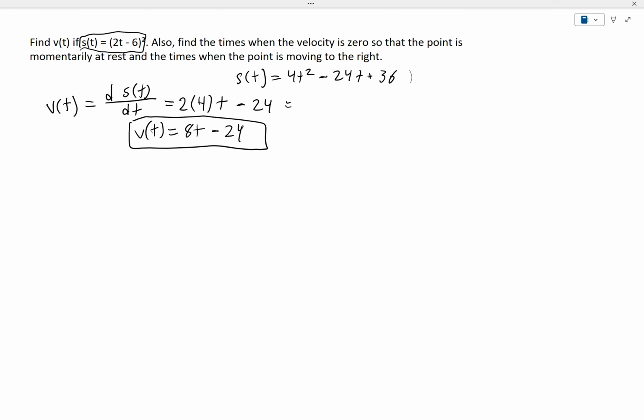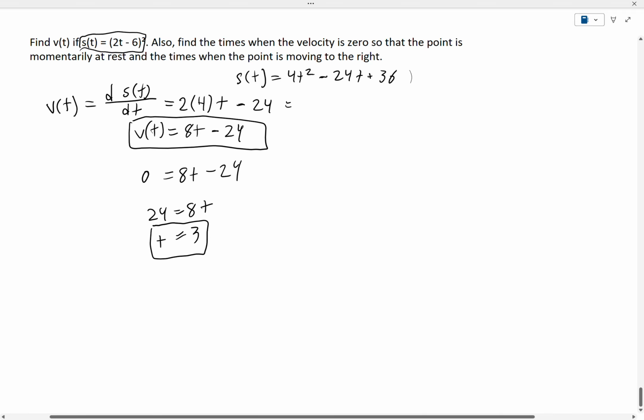Okay, so now we're supposed to find where the velocity is 0. What time is it when the velocity is 0? So we're just going to stick 0 in for our velocity and solve for our time. So I'm going to add 24 to each side and then divide by 8. And I should get t is equal to 3, which means whenever this thing has moved for 3 seconds, it's going to stop moving at that instant.